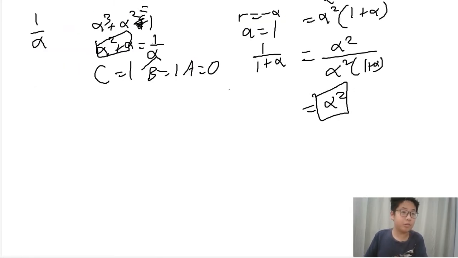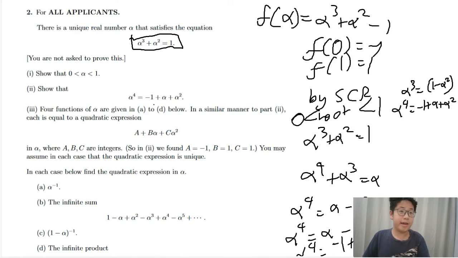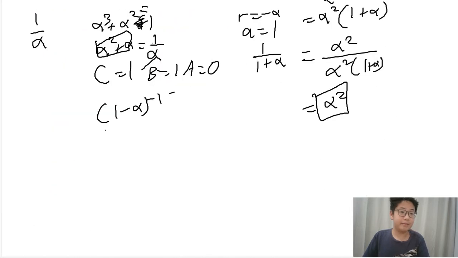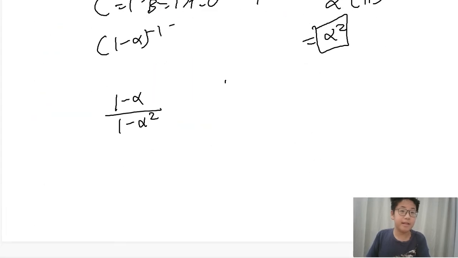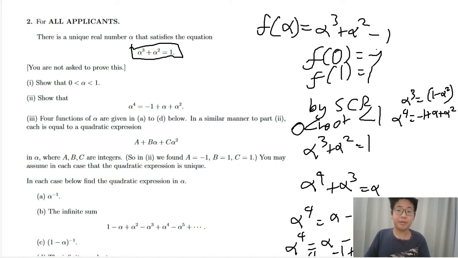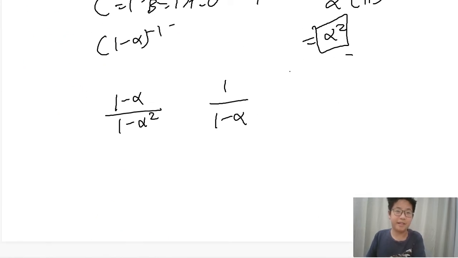1 minus alpha to the power of negative 1. Now, when you look at the geometric series another way, it's first term 1 minus alpha and common ratio alpha squared. Oops, we fall into a dead end again. So what we're going to do is possibly write 1 over 1 minus alpha. As we can see from our identities here, we can't do it.